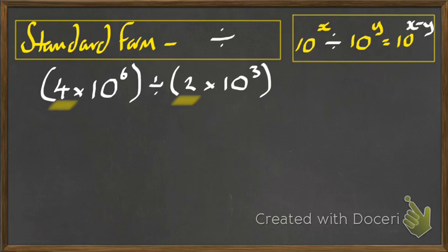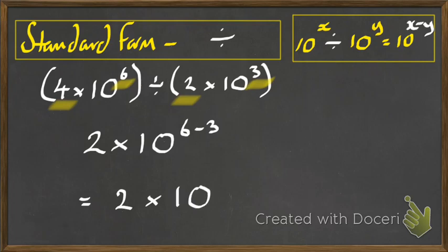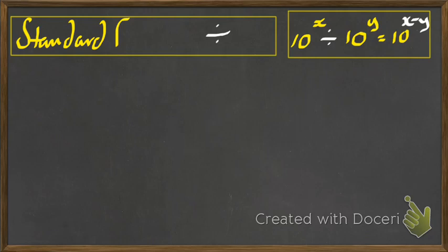Numbers first. So 4 divided by 2 is 2, and keeping it in standard form, it's going to be 10, and then using my rules that I've copied over from a previous slide for you, power divided by a power is the power minus the power, so that's going to be 6 minus 3, which equals 2 times 10 to the 3. Cool.